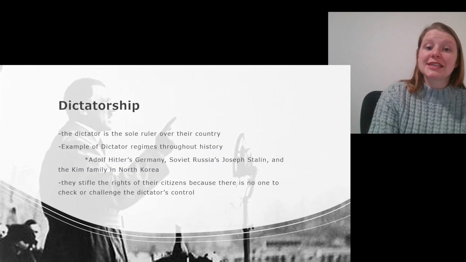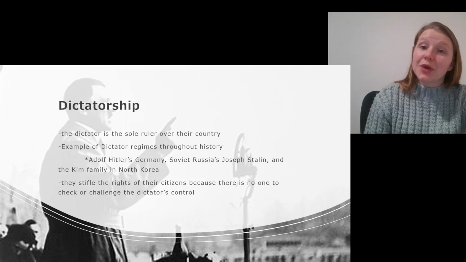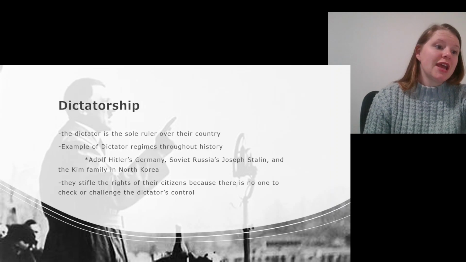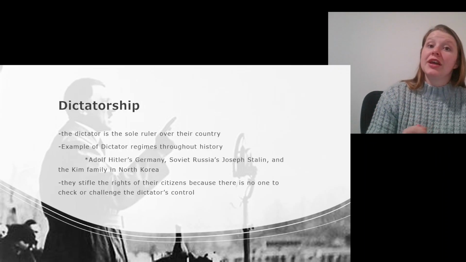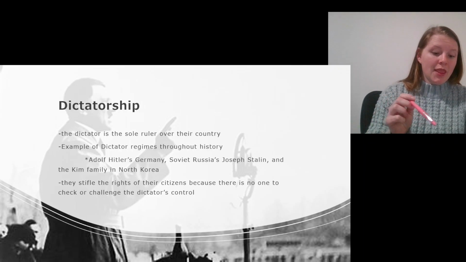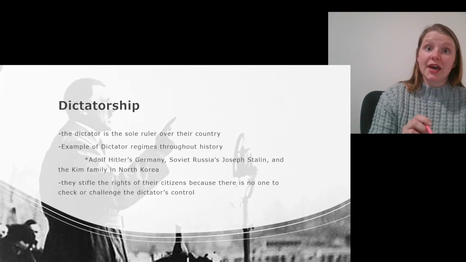Then we have a dictatorship. So this is where only one person is in charge, and we can see this in Adolf Hitler's Germany. We can see this with Stalin and the Kim family in North Korea.